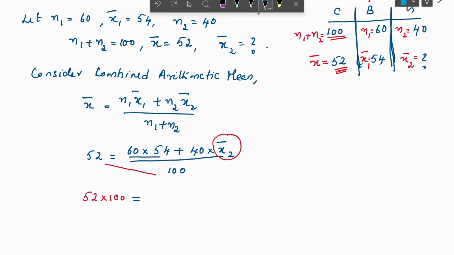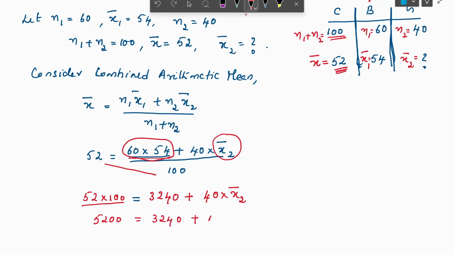Now this 60 into 54. Here first you calculate this 60 into 54, that is 3240. I have multiplied 60 into 54. 100 I have already taken to this side. Okay. Now plus 40 into x2 bar, I have written the same way. Now this is the step, 52 into 100, 5200. You can here also directly write that is equal to 3240 plus 40 into x2 bar.